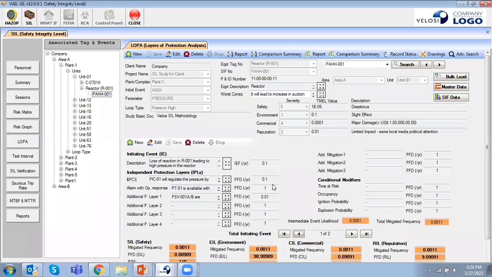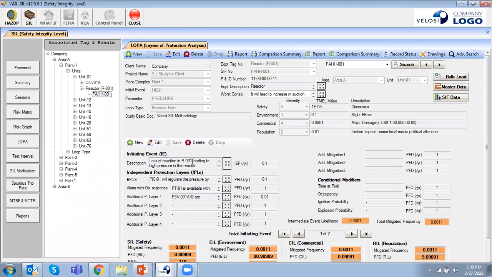One means we are not crediting, because these values will multiply with each other, and one means it will not make any impact. So why are we not taking a credit? For example, the transmitter for the basic process control loop and this alarm is the same. So if we want to take the credit of the alarm, it should be independent. In this case, it is not independent. It is part of the same loop which we are taking credit for as a BPCS. So that's why we are not taking a credit for the alarm.